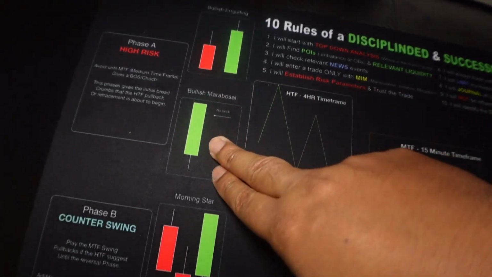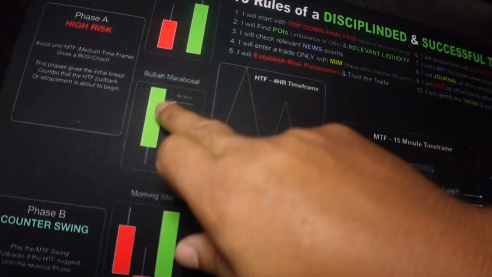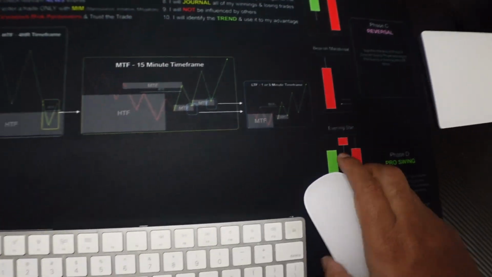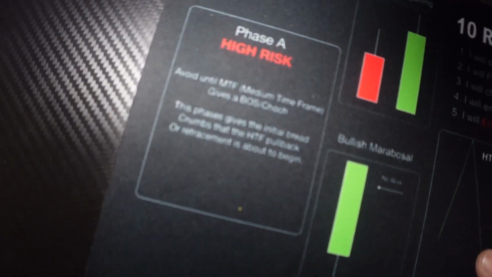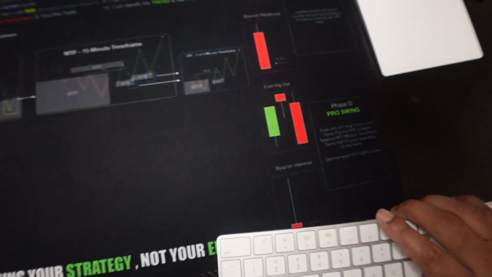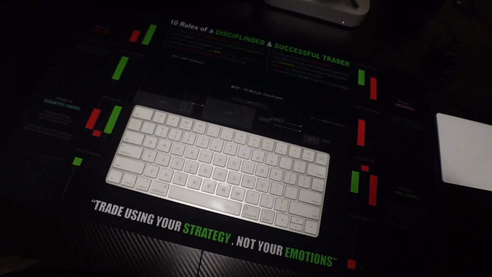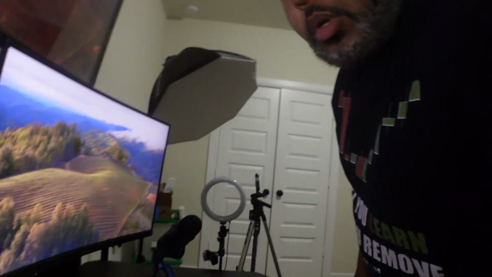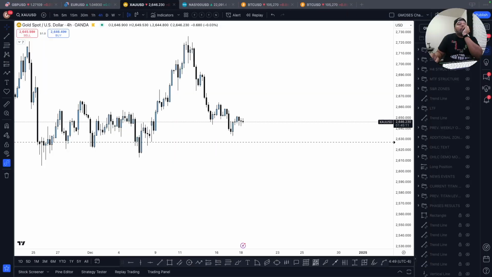I got a couple of patterns here. These are my bullish patterns. I have some bearish patterns as well. But then you can also see my phases that I trade by. Phase A is high risk, counter swing, reversals, as well as pro swing. So this is my custom mouse pad that I like to have in front of me, look at for extra confirmations, confluences, all of that type of thing. It definitely helps. So let's go ahead and get into these charts.